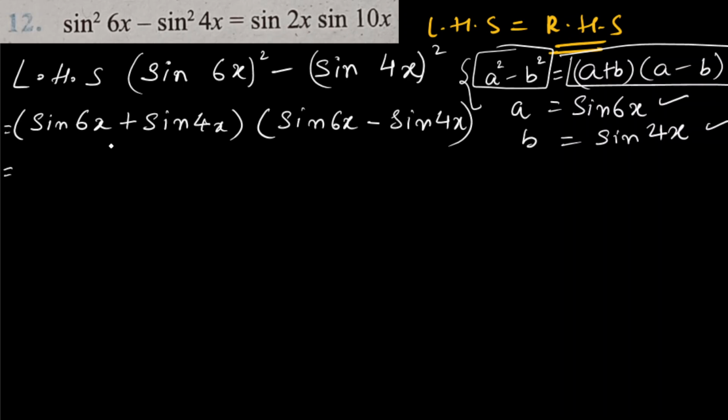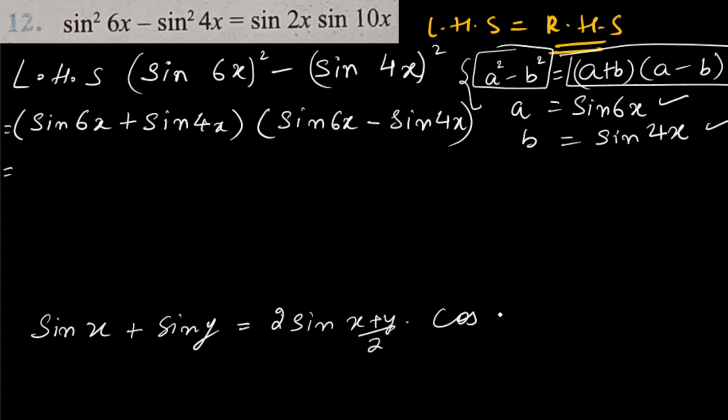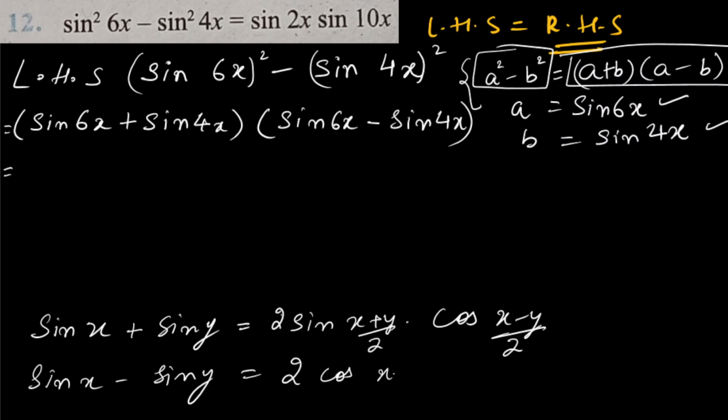First of all you have to remember, when both the signs are there, a sine and cos combination will be there. So here I'll write both identities. Sine x plus sine y equals 2 sine x plus y by 2 into cos x minus y by 2. When we have minus, sine x minus sine y, cos will come at the front. So 2 cos x plus y by 2 into sine x minus y by 2. Both the identities we have to use.